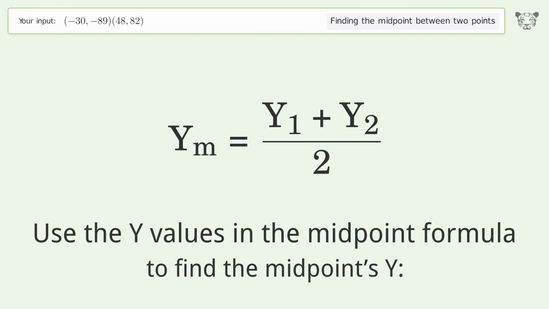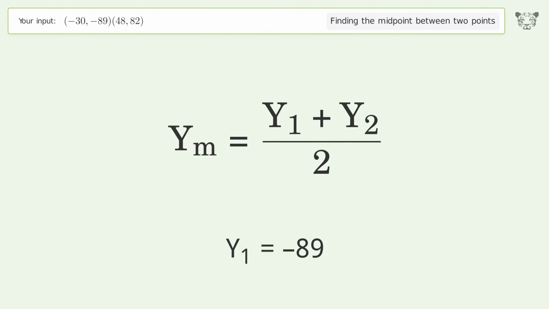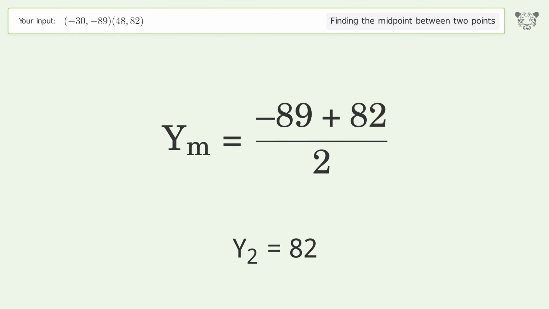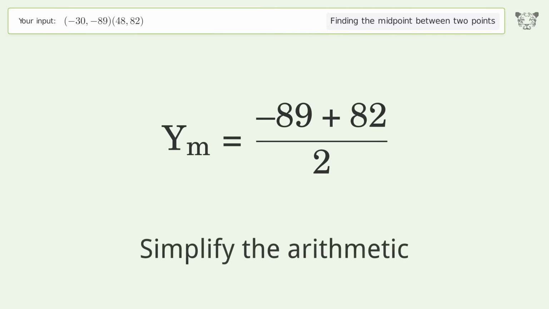Use the y values in the midpoint formula to find the midpoint's y. y1 equals -89. y2 equals 82. Simplify the arithmetic.